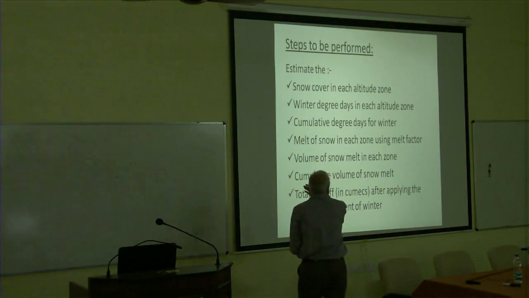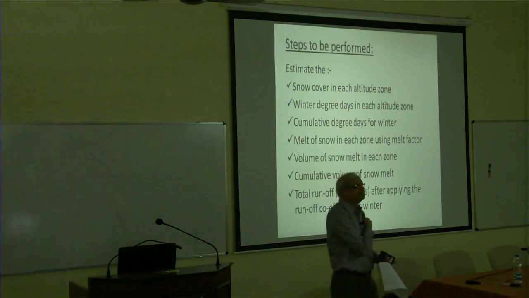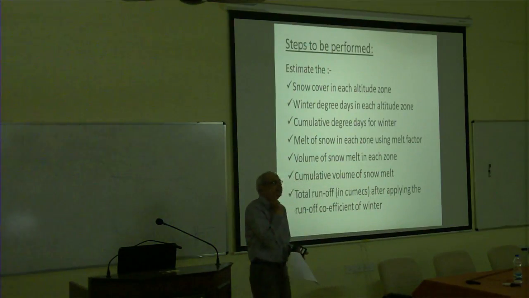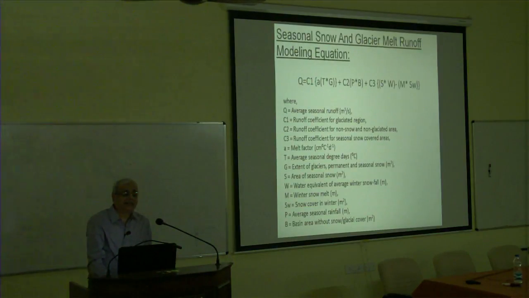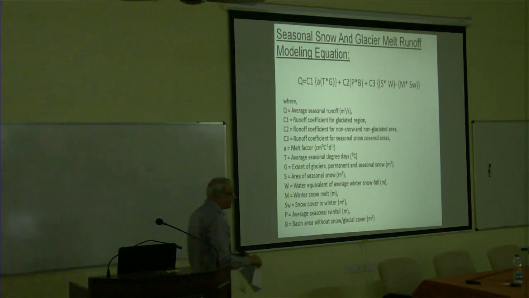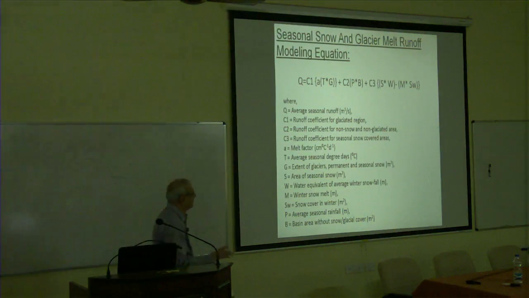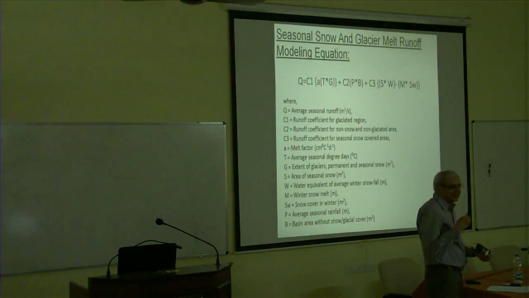This is a unit, this is over a unit area, this is over a geographical area. Cumulative volume of snow melt. How much is the total? Total runoff in Qmax after applying the runoff coefficient in winter. That's it. This is a very simple exercise, and this is the equation. You just keep an eye on it, and that's all. So I will leave this for you if anyone wants to refer to it. Read the paper, think over it. It's very simple, provided you spend quality time on this problem.